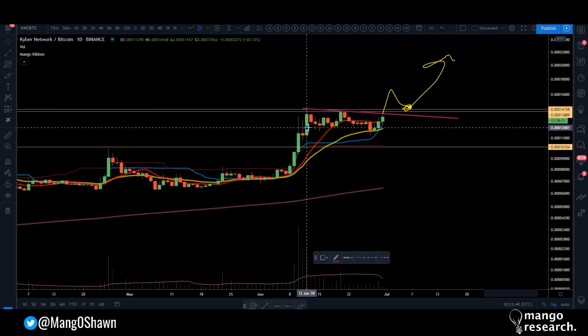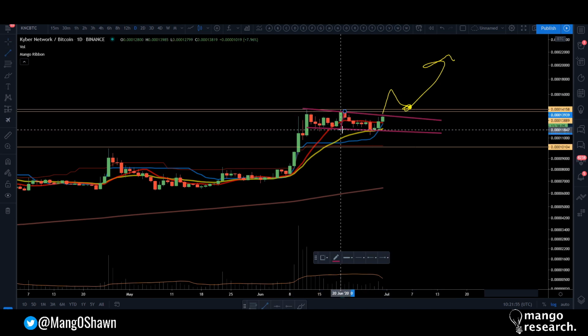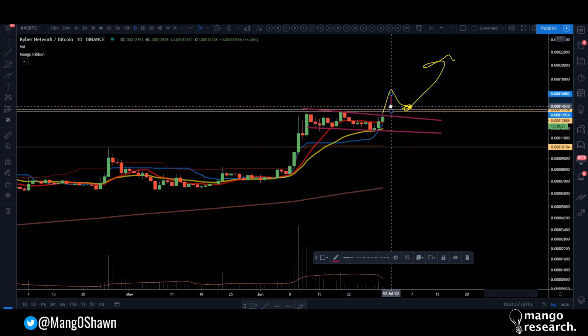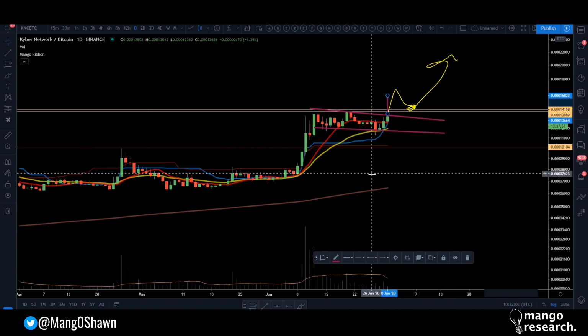You could also look at this, guys, as a bull flag, and we have a measured move to be had over here. If we break to the upside today, we'll be breaking that major monthly resistance that we talked about, going towards 16,000 Satoshi. And hey, that is Kyber on the daily against the Bitcoin pairing.